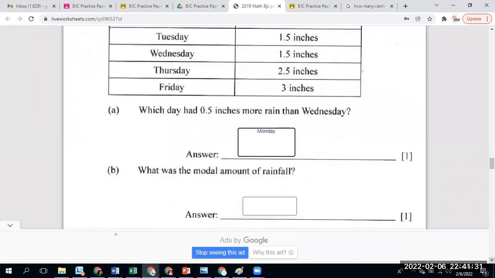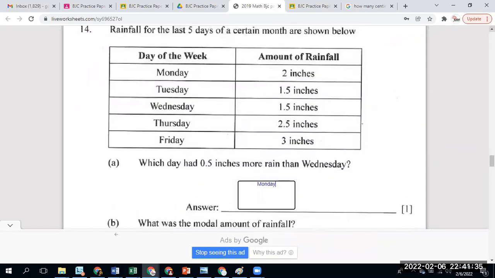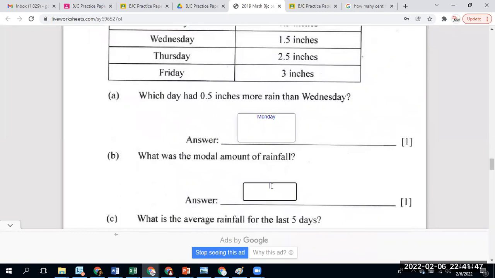And what is the modal amount of rainfall? Mode means which of these numbers appears most frequently. So that amount is 1.5. 1.5 appears twice in our table. All of the other numbers only appear once. So the modal amount of rain is 1.5 inches.